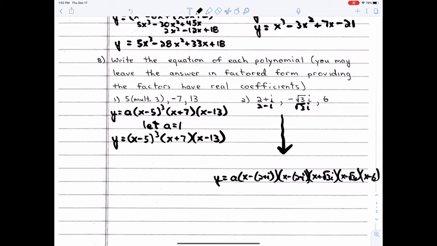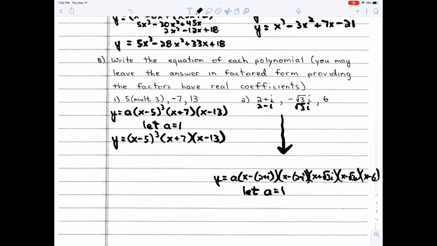Okay, may I leave this factored? No. Why? Because these aren't real numbers. This one you can leave alone. Okay? So there are no fractions to get rid of. So I'm going to let a equal 1. And now I'm going to multiply whatever I have to multiply out.